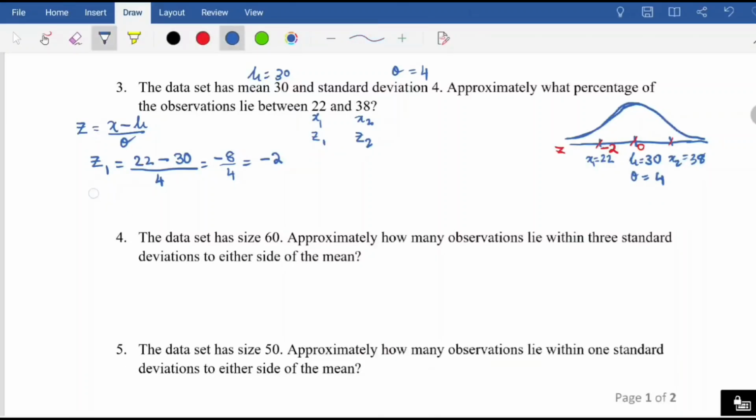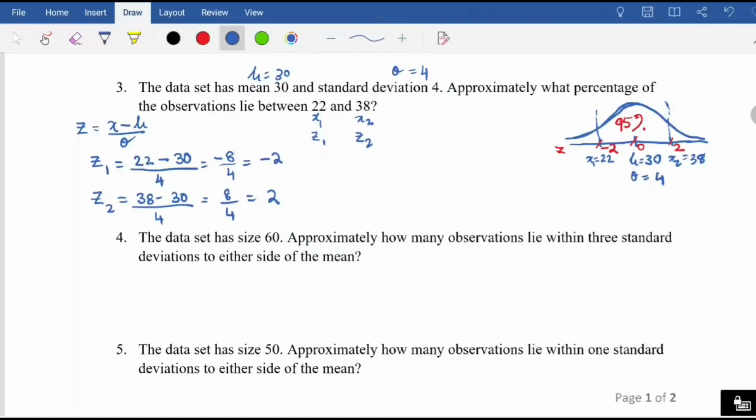So for 38, which is going to be our next z value, z sub 2, it's going to be 38 minus 30 divided by 4, which is +8 over 4 equals 2. So if we extend the vertical lines here, this interval between -2 and +2 covers 95% of the observations, right?